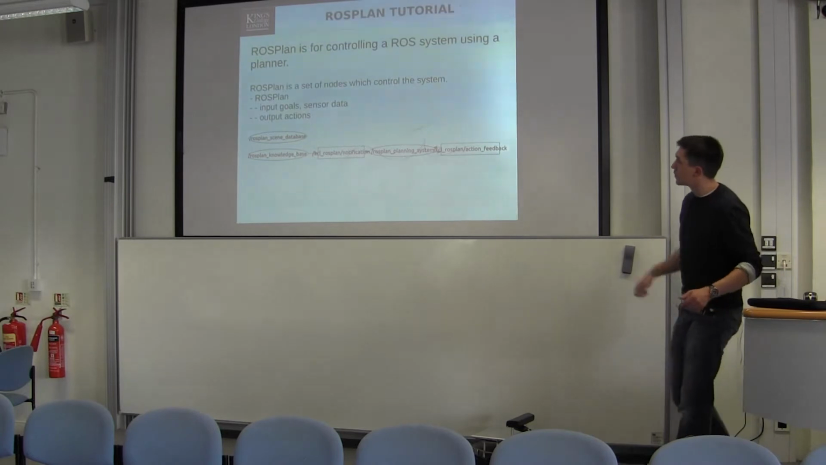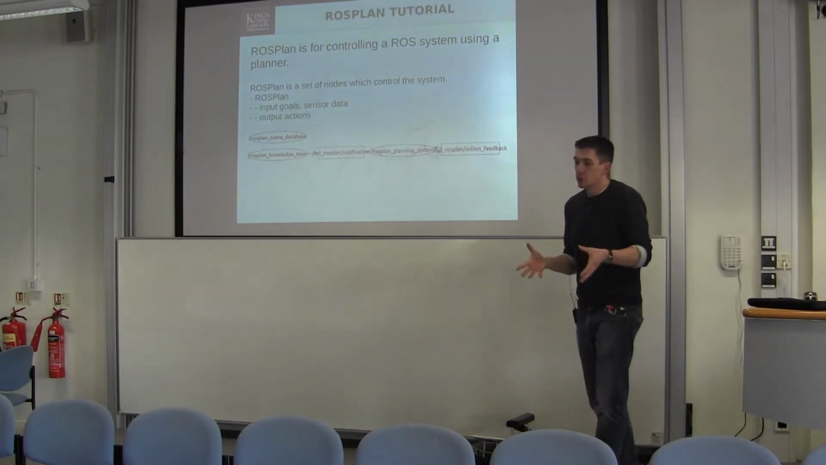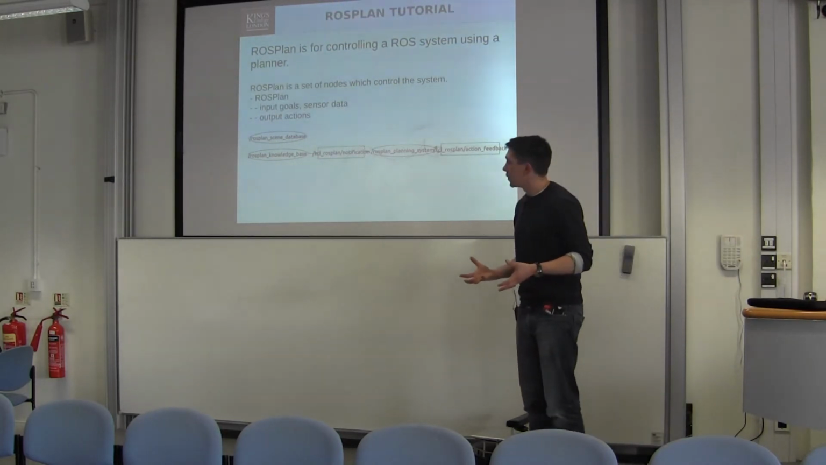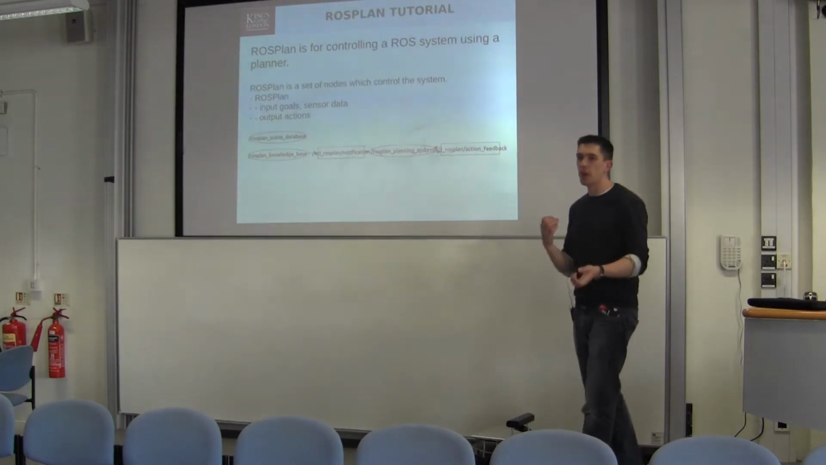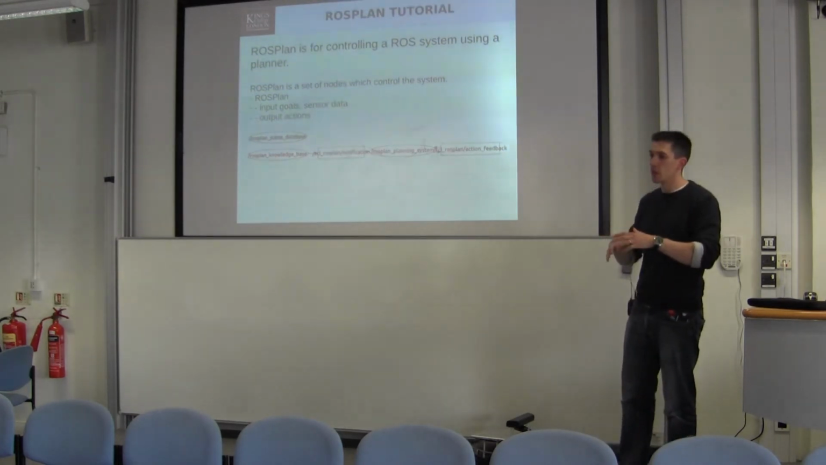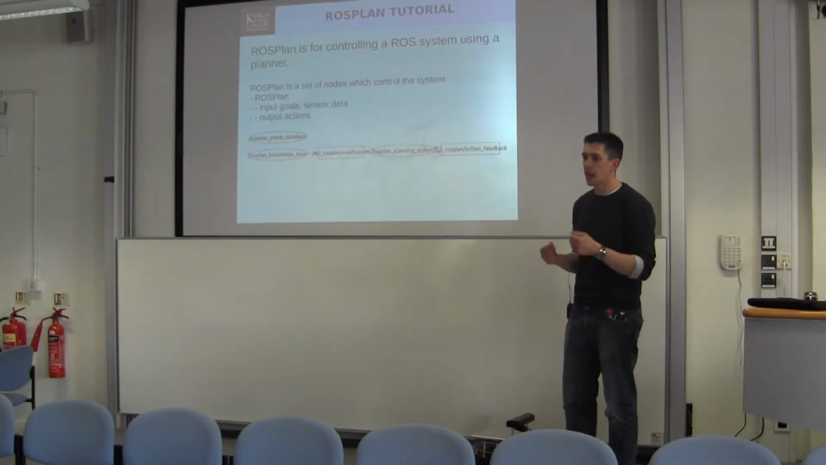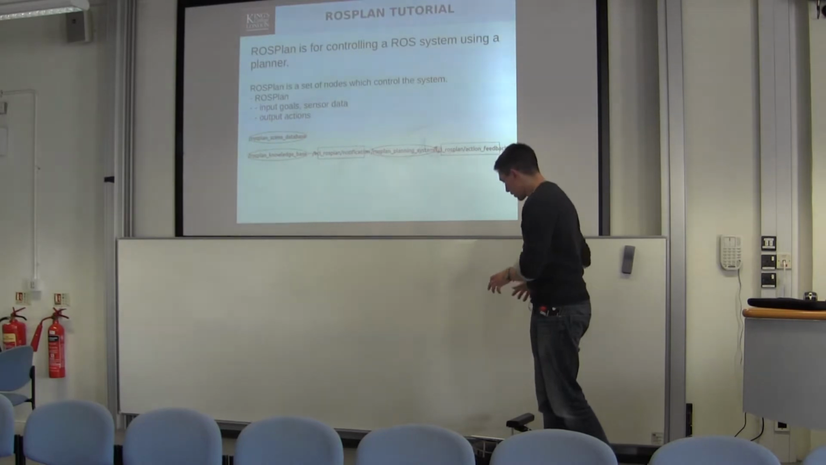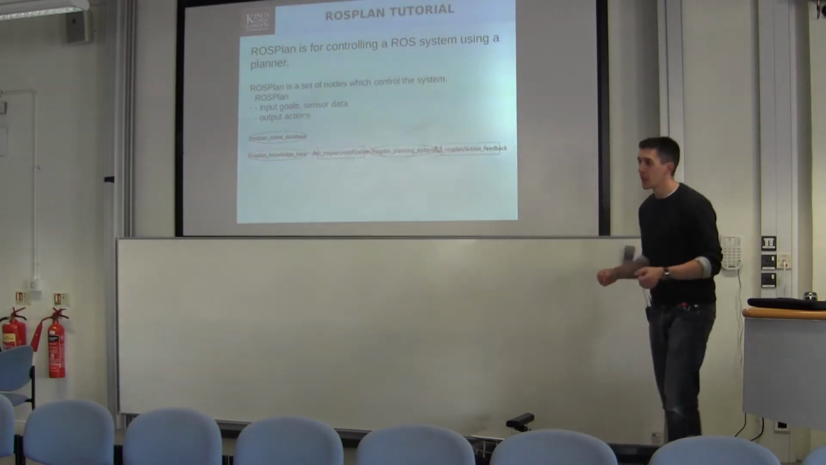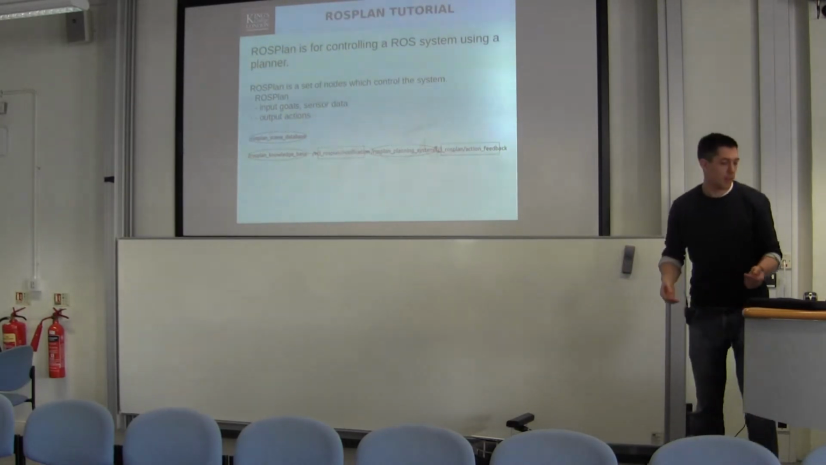Okay, so let's go back to this. The inputs are the PDDL goals and sensor data. Sensor data has to be passed and made into a plan model, and the output from the ROSPlan is the actions that should be dispatched for the robot to achieve these goals. And inside, it's doing the planning.